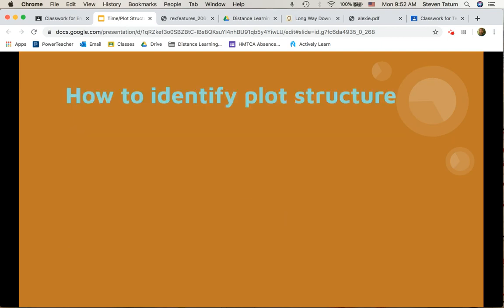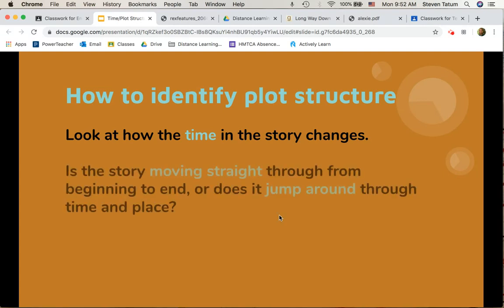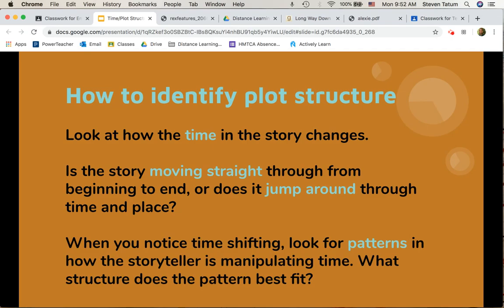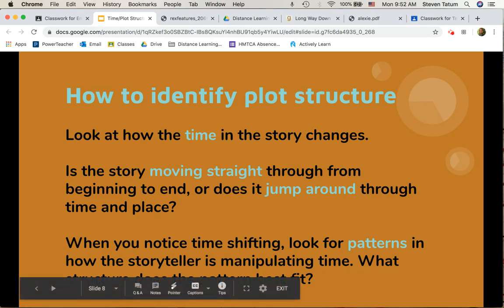So how to identify plot structure? Really just look at how the time in the story changes and notice if it moves straight through from beginning to end or if it jumps around in any kind of way. And if you notice that it jumps around, look for patterns in how it's jumping around. How is the author manipulating time? Ask yourself what structure the pattern best fits.